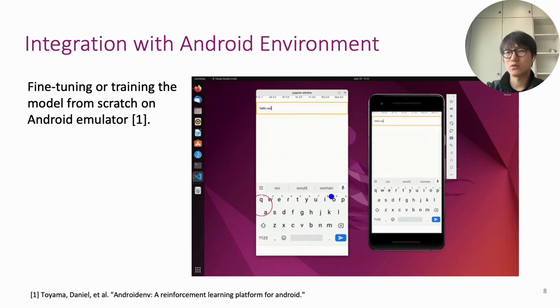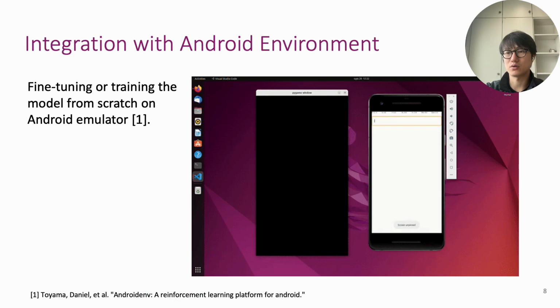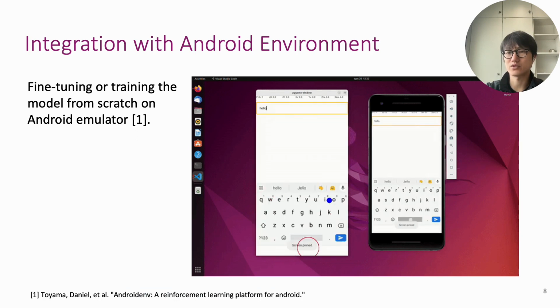We integrated the model with an Android emulator using the Android environment to support training, fine-tuning, and simulation in a real mobile system.